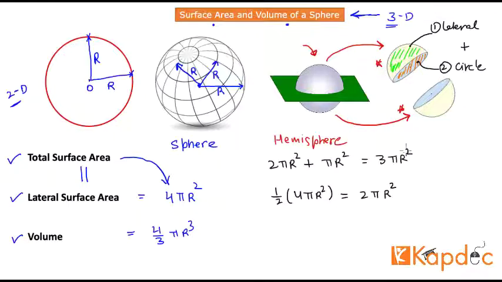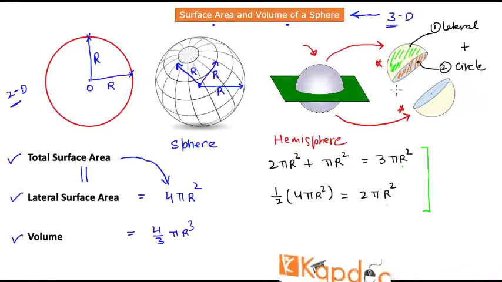Now this is the only difference you are going to notice: in the case of a hemisphere, the lateral surface area is not the same as the total surface area because of this additional base that we have, right? So then let's talk about the volume. Volume would be easy to calculate. It will be simply one half of the volume of a sphere, right?